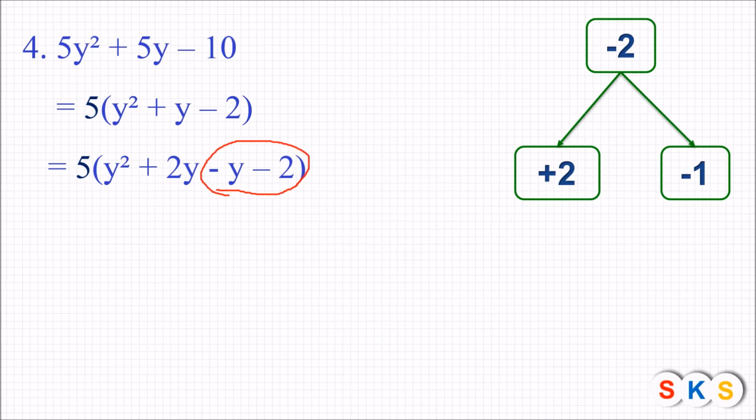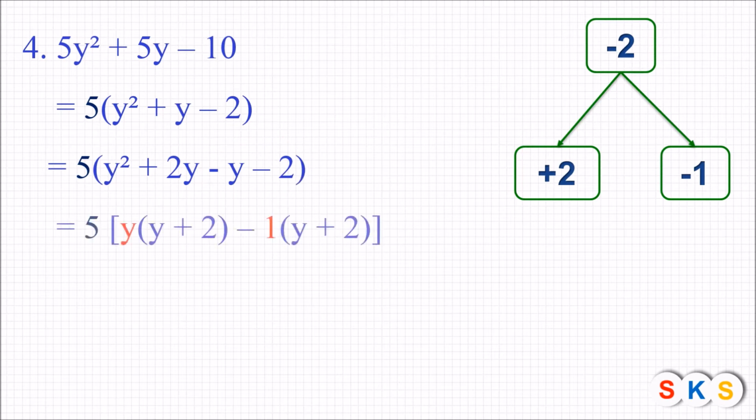What is common in the next group? Y I can write as 1 into y, and 2 I can write as 2 into 1. So the common in the second group is minus 1. Okay, so let's see what we will get when we take the common. We will get here, in a bracket, y plus 2 minus 1 into y plus 2.